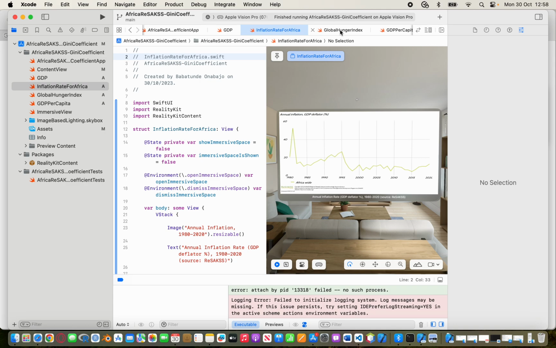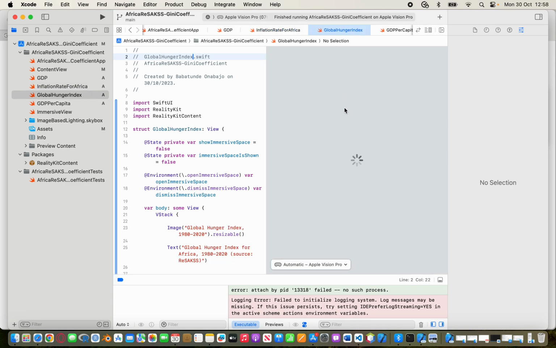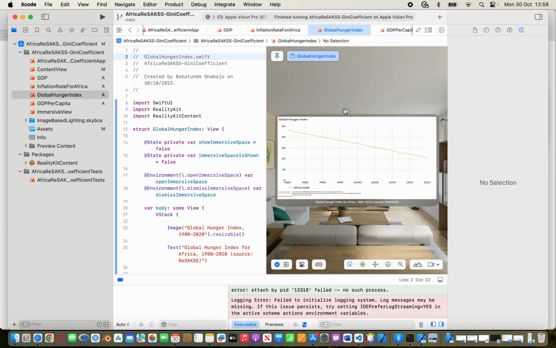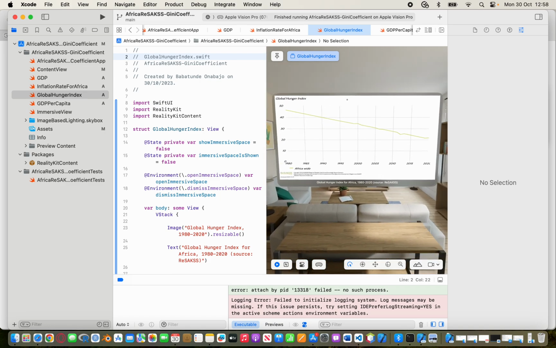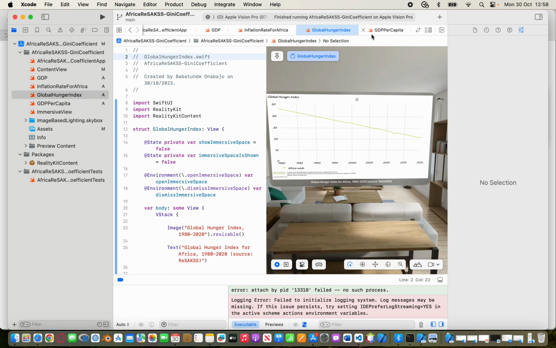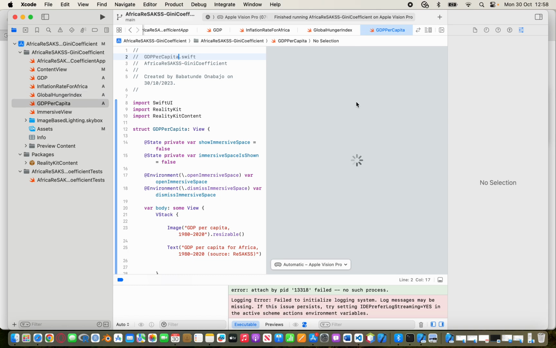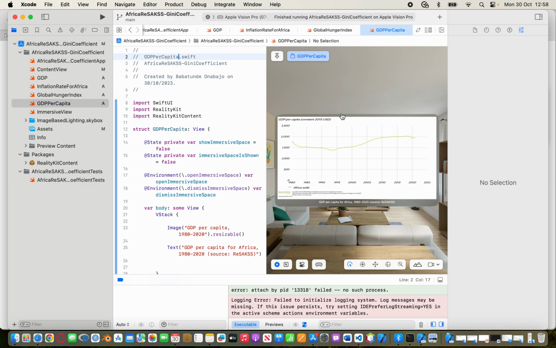So let's turn to the Global Hunger Index. Oh, actually, I apologize. I'm not sure if I mentioned that at the beginning, but the Global Hunger Index is a measure of basically the number of people who are hungry in a particular region. Perhaps I should have mentioned that. So here we can see that it's also been declining a lot for Africa. So let's turn to GDP per capita. For GDP per capita, it's loading a bit. You can see that it declined a little bit during the 90s, but it's been rising since.